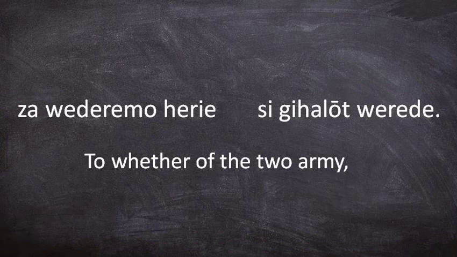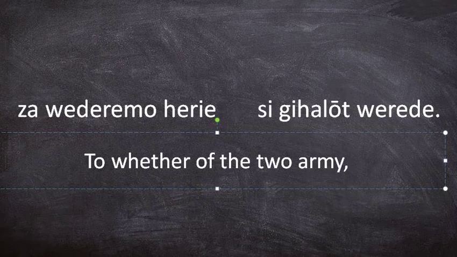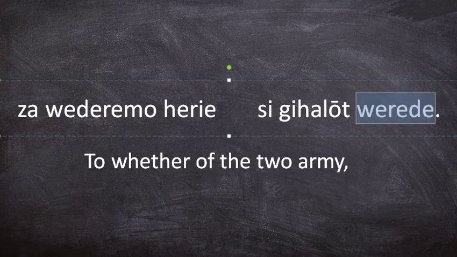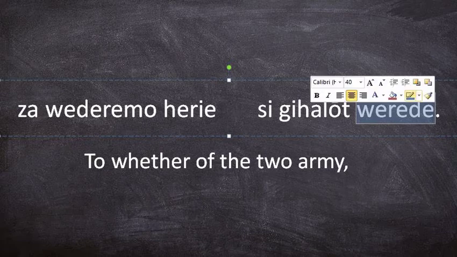Okay, so two, whether of the two army, and then we have si gehalot werde. Okay, so this is pretty complex because it turns out that this is actually a subjunctive plural for werden, which evolved later into werden, meaning to become and whatnot, but in Old High German it was used the way you would use the verb to be.